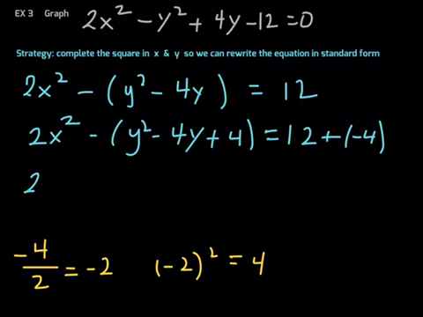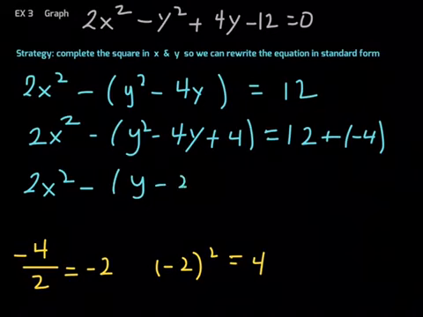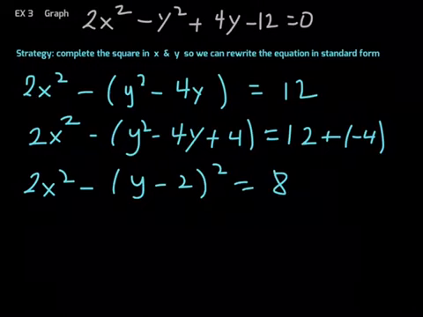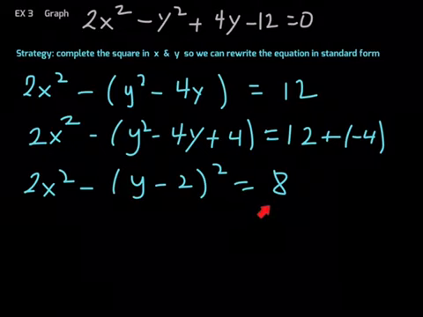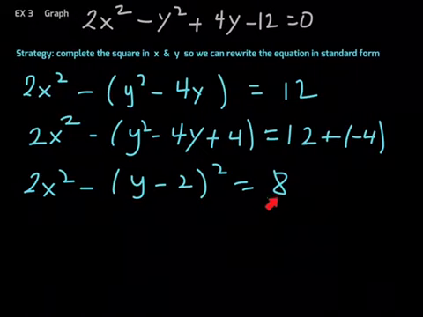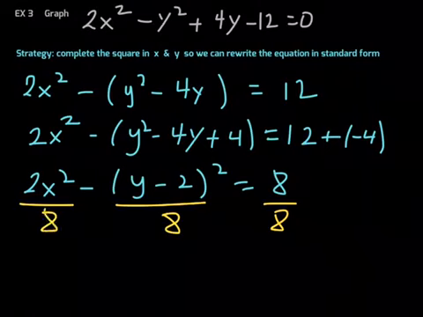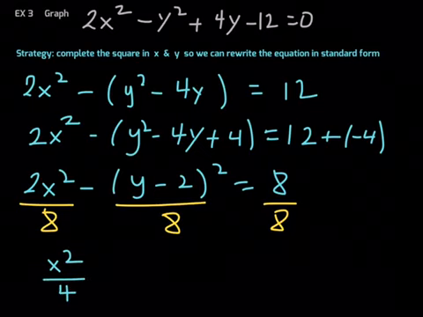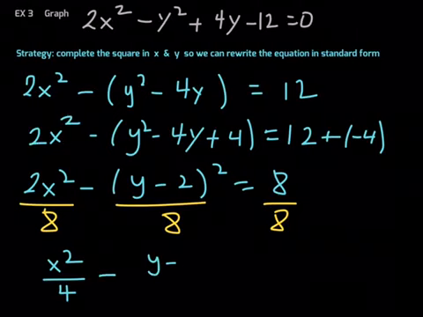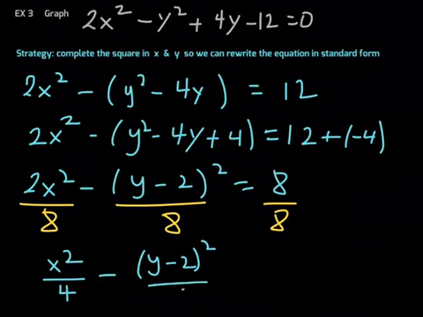So then this becomes 2x squared minus y minus 2 quantity squared is equal to positive 8. Cool. Now, this equation is not in standard form until this constant term over here is 1, right? So what do we divide both sides by in order to get this number to be a 1? Divide it by itself, divide it by 8. So if you divide this by 8, 8 divided by 8, of course, is 1. But you're going to have to divide everybody by 8, on both sides. So then you get x squared over 4 here because 2 divides into 8 4 times, right? Minus, and then you got y minus 2 quantity squared over 8 is equal to 1.